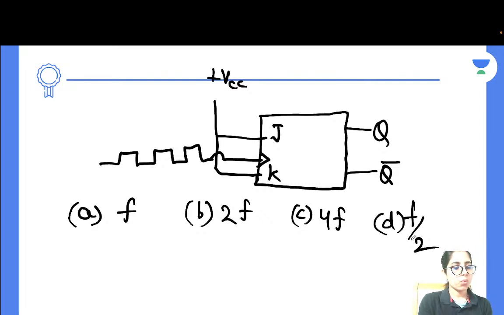Okay, guys, for this one, it just needs you to know the concept. Basically, the JK flip-flop will be dividing the input frequency into half. So your right answer will be F over 2, which is option D. So it divides the clock frequency by 2, and that's how your F over 2 is the right answer.